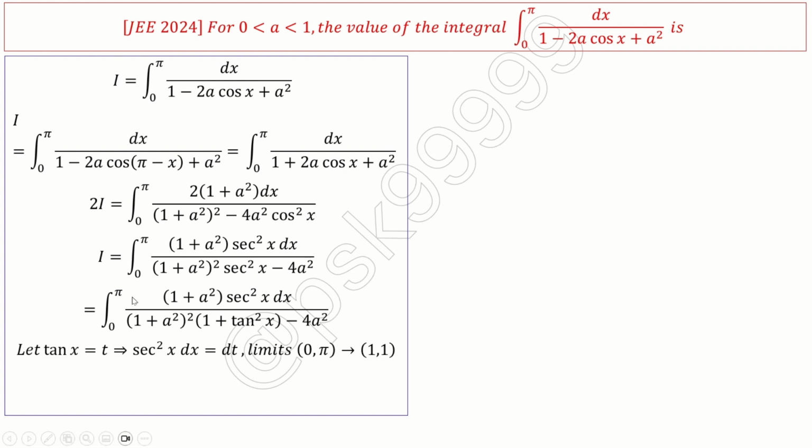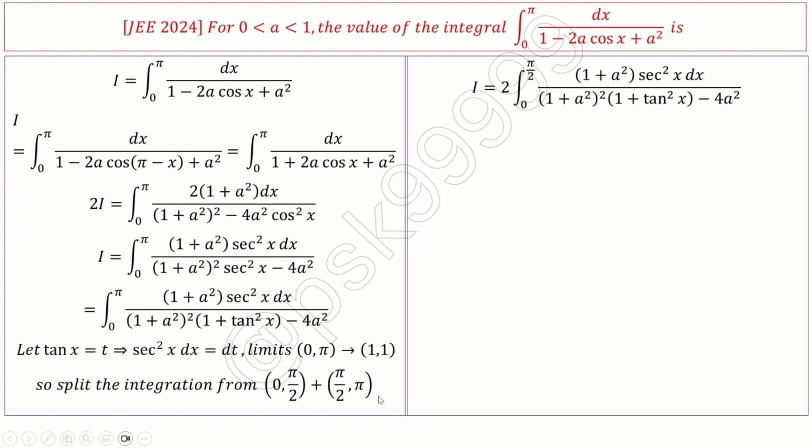Now if you check the limits, the problem here is that if I take tan x equal to t, tan 0 is 0 and tan pi is also 0, so the limits become 0 to 0. So you actually cannot do anything. Better you take it as 2 times the integral from 0 to pi by 2. That is the easier one. So you split the integration from 0 to pi by 2 and pi by 2 to pi, so it becomes 2 times basically.